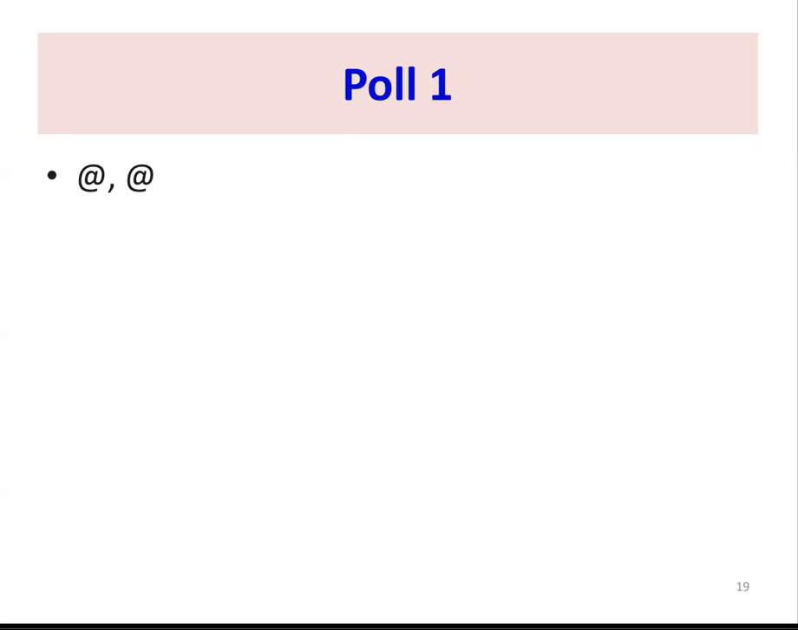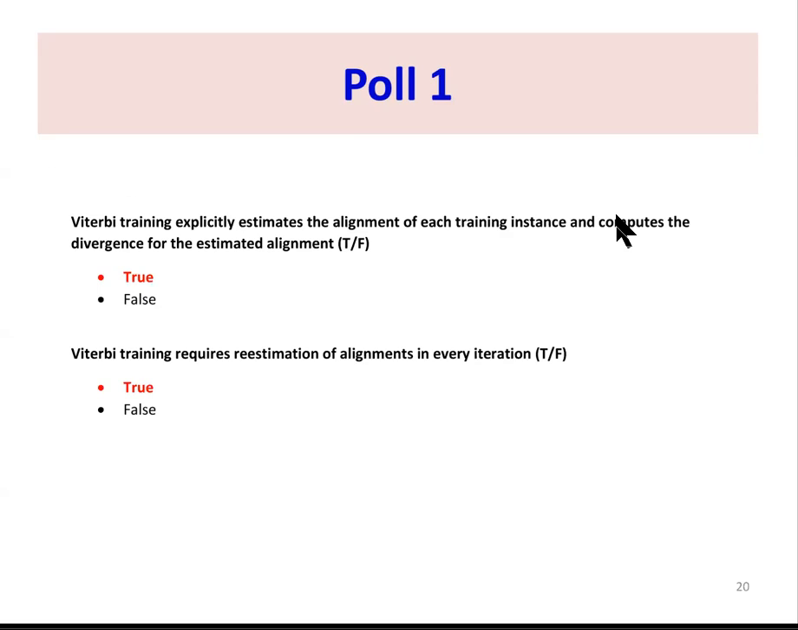And share the results. So here's the result of the poll. We saw this. Viterbi training explicitly estimates the alignment of each training instance and computes the divergence for the estimated alignment. So this means that at each iteration, you're going to use the current models to realign the compressed symbol sequence against the input for each training instance. So both statements are true.